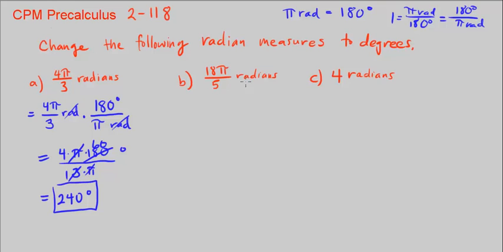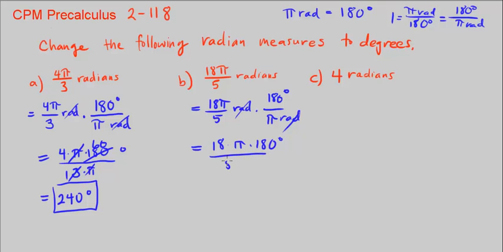Part B, we do the same thing. We're given radians, so we multiply it with radians in the denominator and degrees in the numerator. So 180 and pi. Then the radians cancel out. 18 times pi times 180 in the numerator. I'm just multiplying the numerator. In the denominator, we have 5 times pi, right? Again, the pi cancels out.